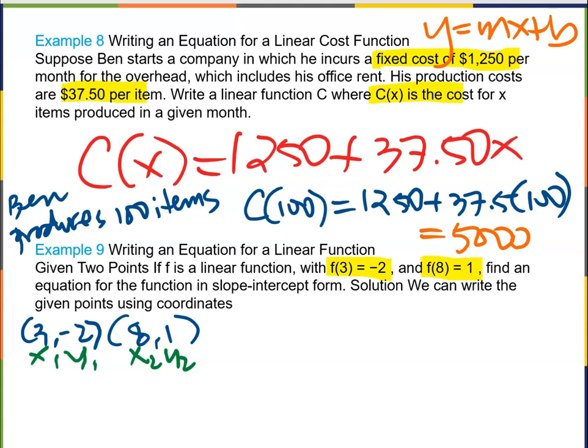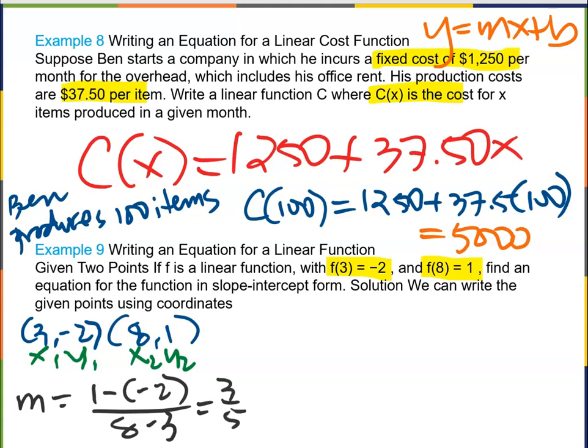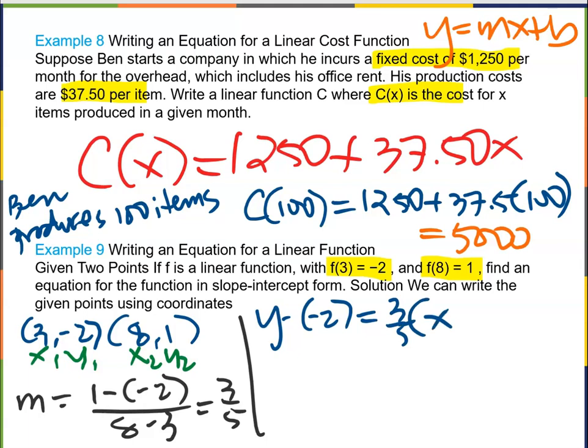So we can solve for the slope: change in y over the change in x. 1 minus -2 is 3. 8 minus 3 is 5. Then, again, let's use the first point. So y minus y1, -2, equals the slope times x minus x1. Y minus -2 is y plus 2.